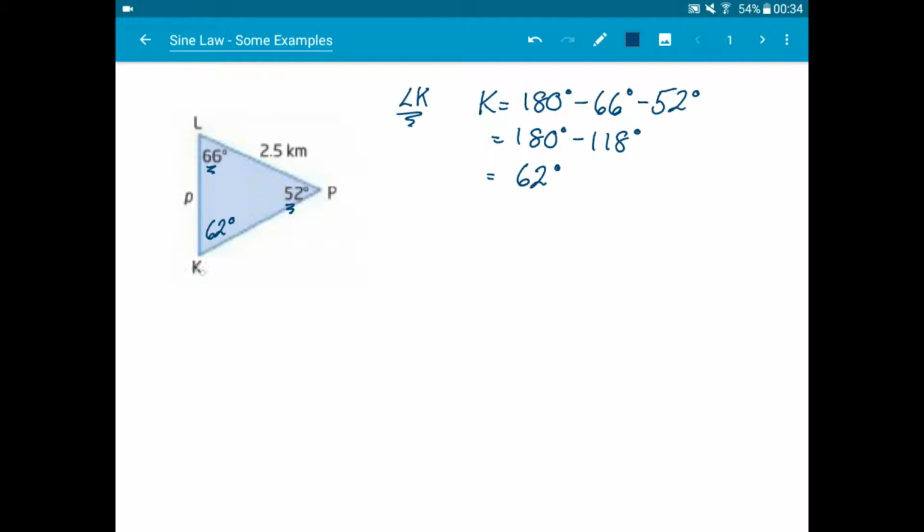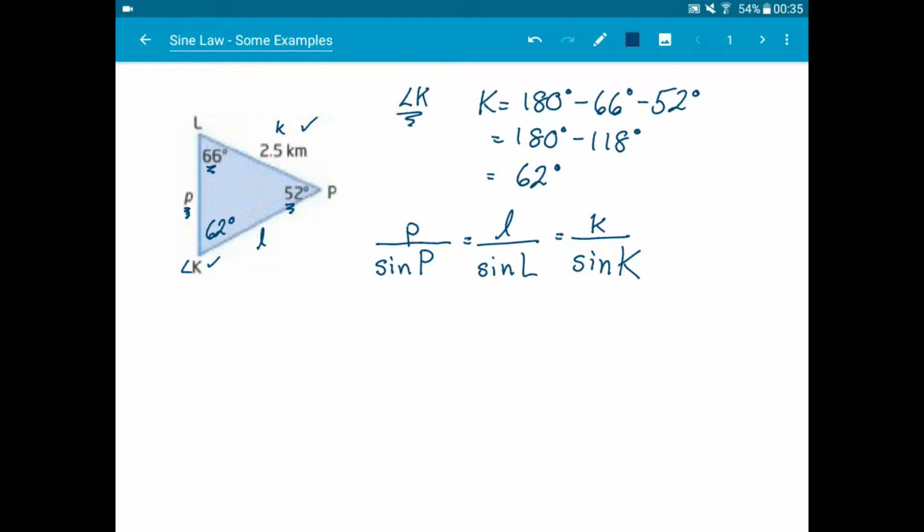Well, now we do have a match. We know angle K and we know side K. It's also really useful to label all your sides and angles so that you can write out sine law really easily. We're after a side, so the form of sine law that we're going to use is the one with the side lengths on top. Sine law is really easy to remember because it's just about matches. So little p over sine big P is equal to little l over sine big L, which is equal to little k over sine big K.